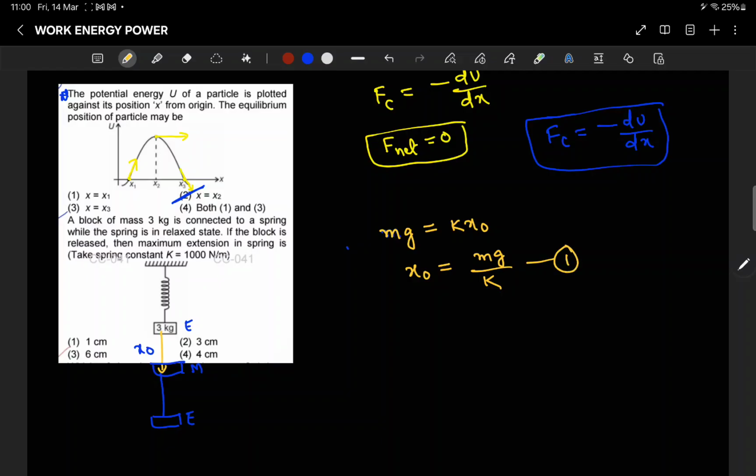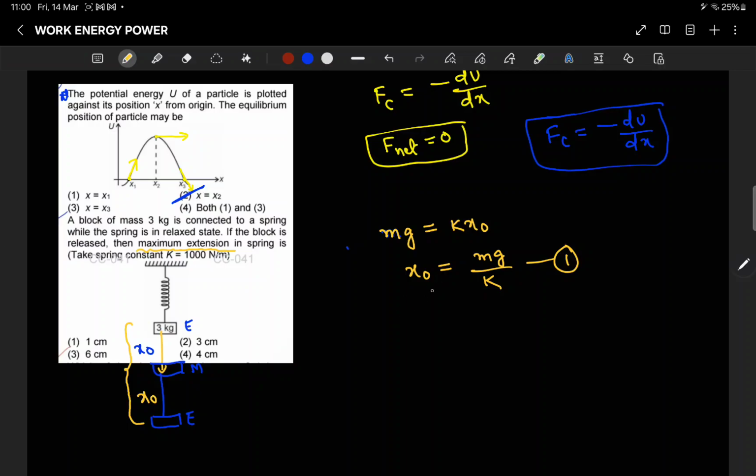But read the question carefully, students. Maximum extension of the spring is asked. So here x naught, and on this side also x naught. The maximum extension is not only x naught, it is 2 x naught, students. The maximum extension of the spring is 2 x naught.